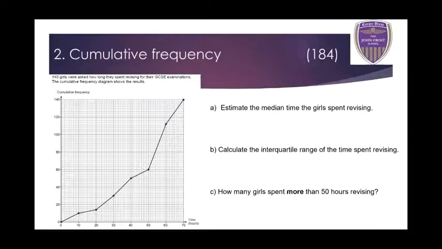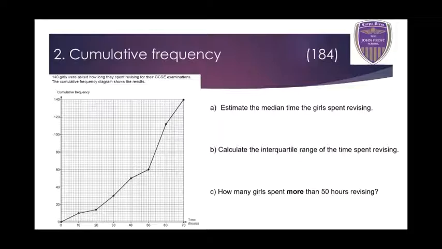Okay, so 140 girls were asked how long they spent revising for their GCSE exams. The cumulative frequency diagram shows the results. Now, these cumulative frequency diagrams can be quite confusing. Just to give you a very brief recap on what these lines mean, if we start at the bottom here, the line going to the bottom shows us that hopefully 0 girls revised for 0 hours. So hopefully everyone did some revision.